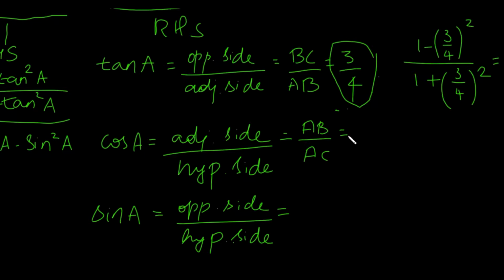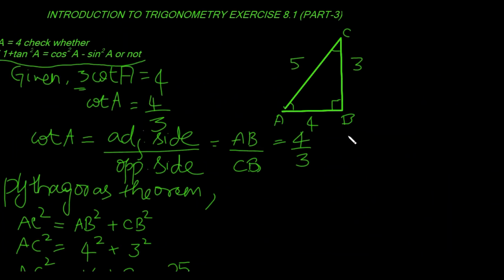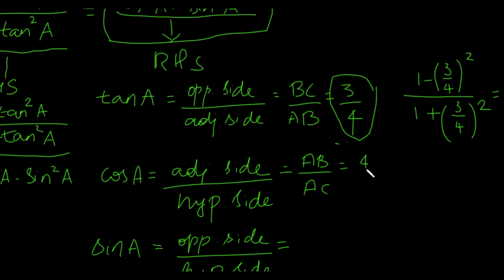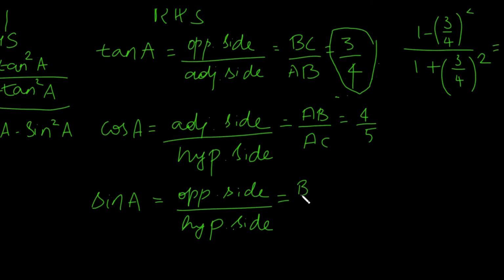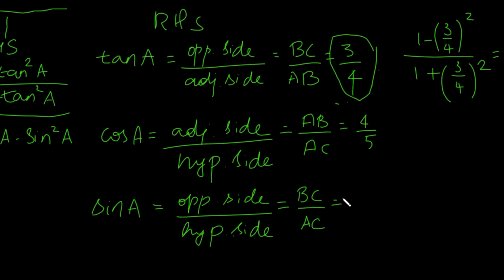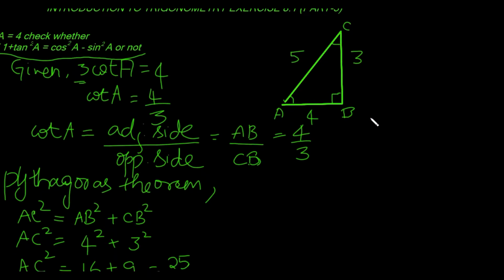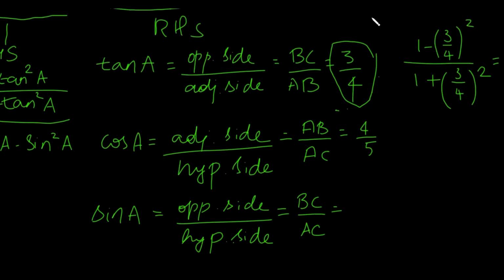That's equal to, what's our AB value? Let's just see it again. AB value is 4 and AC is 5, so it's going to be 4 divided by 5. And for sin, that is BC divided by AC, as I just told you. So what's the value of BC? BC value is 3 and AC value remains the same, that is 5, so it's going to be 3 divided by 5.